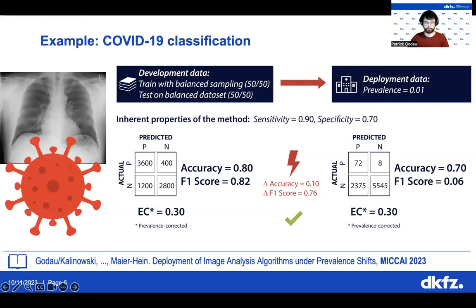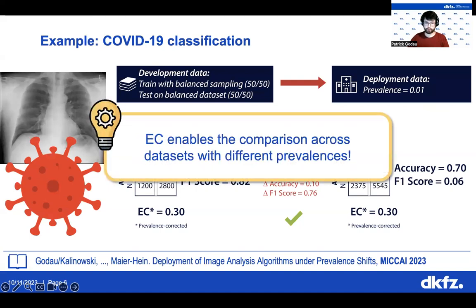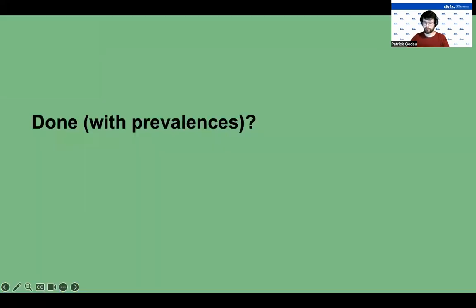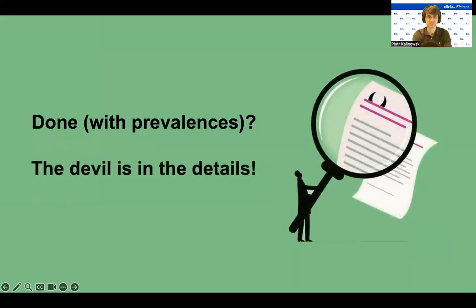Coming back to our example from before, we see that in this case, the value of expected cost with adjusted prevalences remains the same under the prevalence shift. So the metric enables the comparability of performance values across datasets with different prevalences. Okay, does this mean the issue of prevalence shifts is now solved? Well, the devil's in the details.